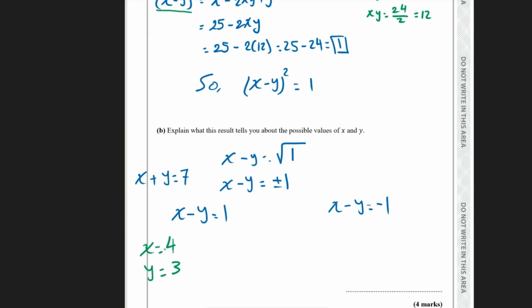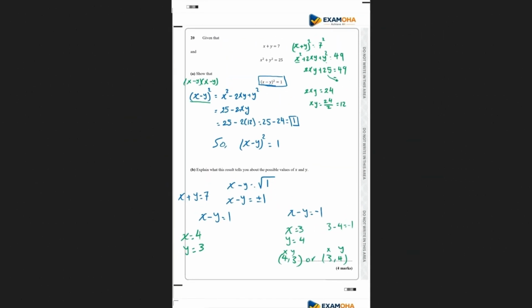What are the two numbers if we take away and it gives you minus 1? In this case, it would be x equals 3 and y equals 4. Double check here: 3 take away 4 equals minus 1, and if they add together, it becomes 7. So the possible values here: first, x is 4 and y is 3. This is a possible value for x and y, or 3 and 4. This is the other possible value for x and y. And this is your final answer now.